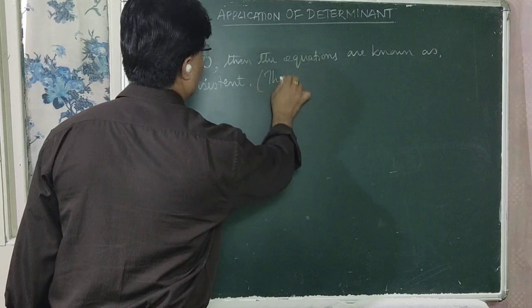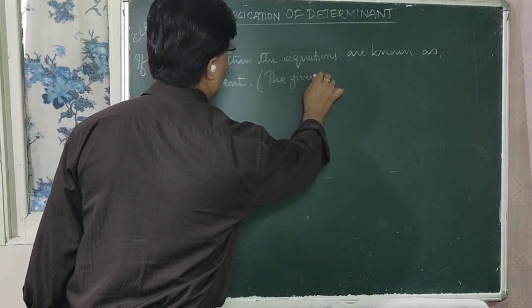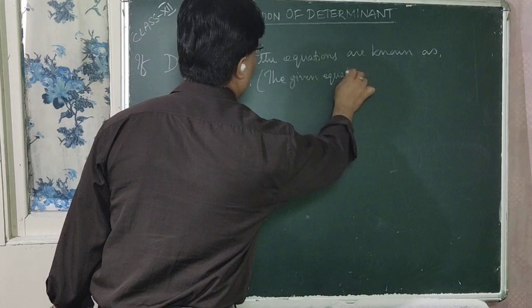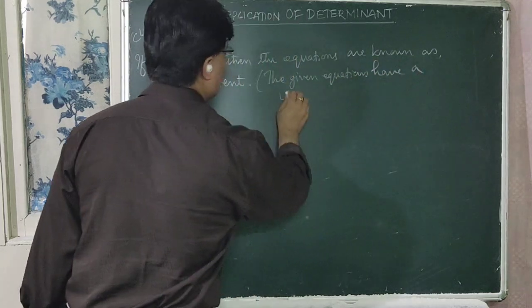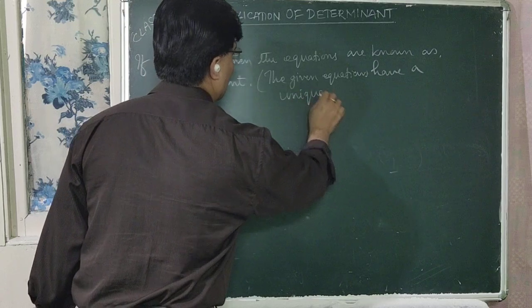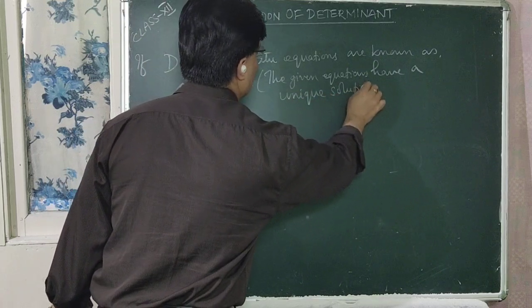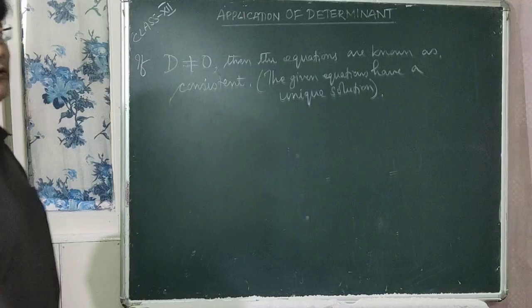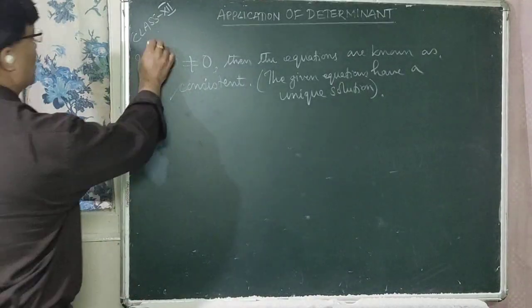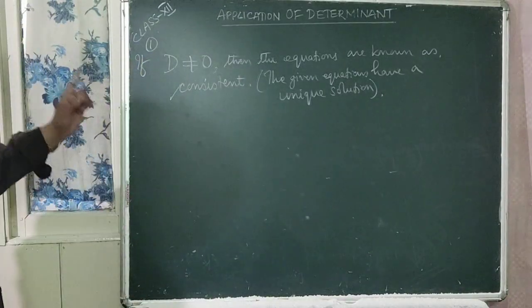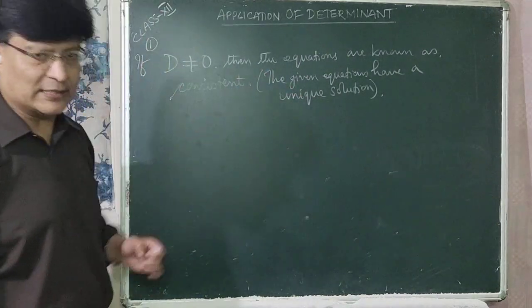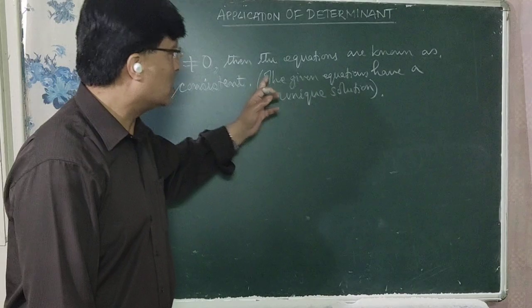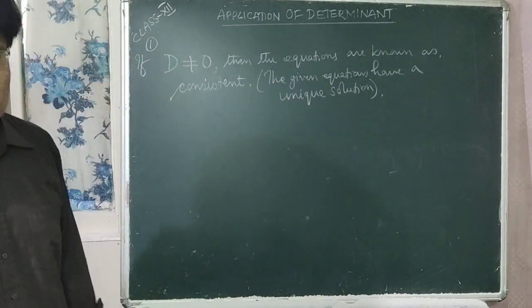That is, the given equations have a unique solution. That means you can get the values of x, y and z. So this is number 1. That is, if d not equal to 0, then the equations are known as consistent. That is, the given equations have a unique solution.